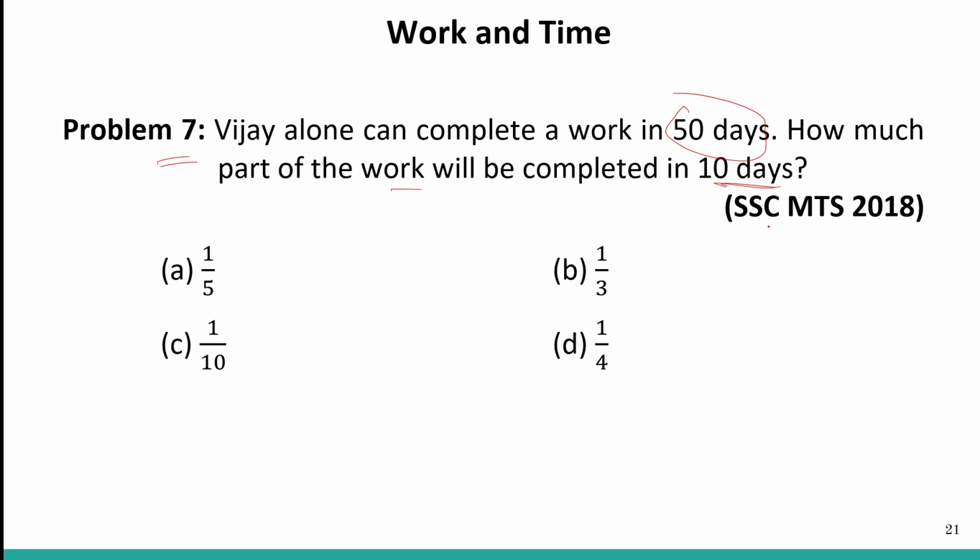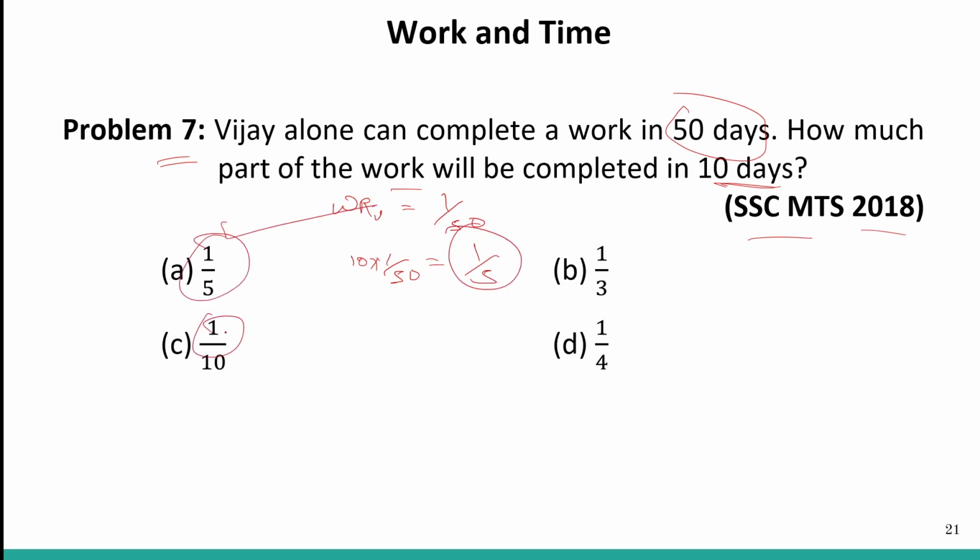This question has been asked in the SSC MTS 2018 paper. So let's see the step-by-step solution. Vijay alone can complete the work in 50 days, so the work rate of Vijay is equal to 1 by 50, because he can complete the work in 50 days. How much part of the whole work will be completed in 10 days? In 10 days, he will complete 10 into 1 by 50, because in 1 day he completes 1 by 50. That is equal to 1 by 5.